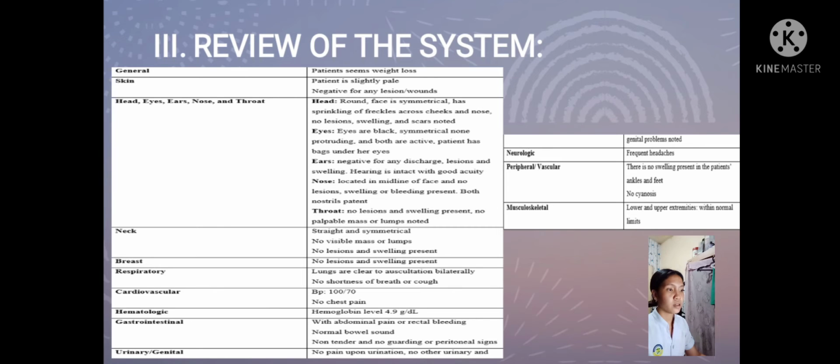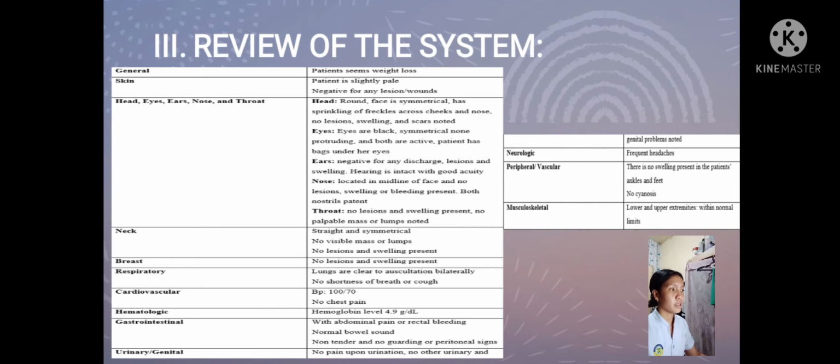So next is respiratory. Lungs are clear to auscultation bilaterally. No shortness of breath or cough. So it is normal. Cardiovascular: BP is 100/70, no chest pain. Hematologic: hemoglobin level is 4.9. Gastrointestinal: with abdominal pain or rectal bleeding, normal bowel sounds, non-tender and no guarding or peritoneal sign. Urinary genital: no pain upon urination, no other urinary and genital problems noted.